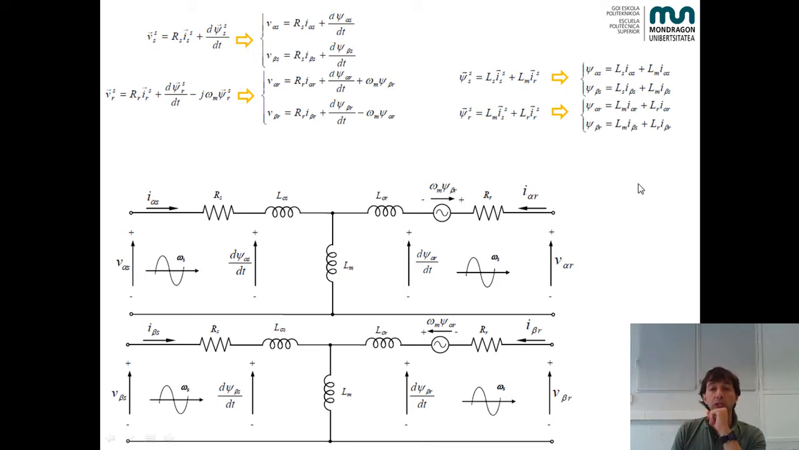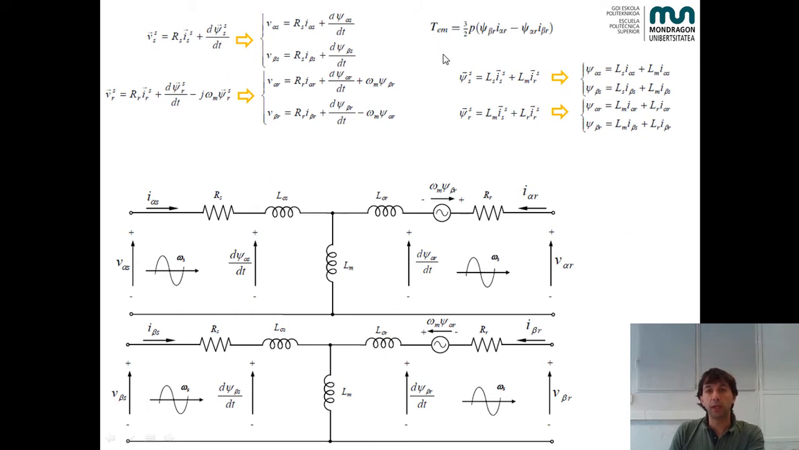So this is our model. This is going to be our starting point in order to develop the analytical model that we are speaking about, to substitute it in Simulink.